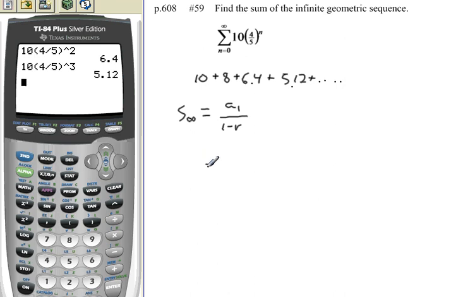So to find that sum, we can take our first term, which is 10, over 1 minus that common ratio, which is 4/5. Well, 1 minus 4/5 equals 1/5, so I have 10 over 1/5. If we multiply top and bottom of this fraction by 5, we get the sum of this infinite sequence is equal to 50. So if I could possibly write an infinite number of terms and add them all together, these will all add up to 50.